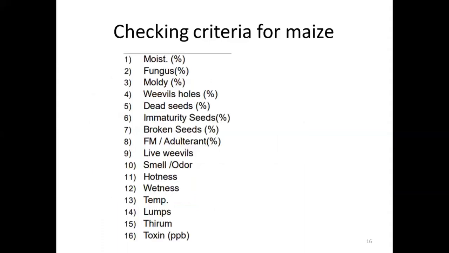Looking at the criteria for selection of maize, various parameters can be judged, like moisture percentage, fungus percentage, moldy corns, weevil holes, dead seeds, immature seeds, broken seeds, foreign materials, live weevils, smell, odor, hotness when you feel it, wetness, temperature, lumps, chemicals, each and every one. These are the various checking criteria for maize quality. We talk about maize because it is a major contributor of energy, as we have already discussed. So selection of good quality maize will automatically increase our quality in feed.